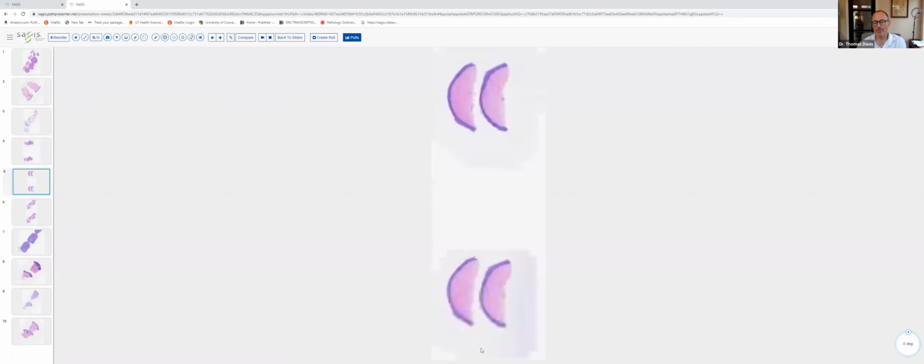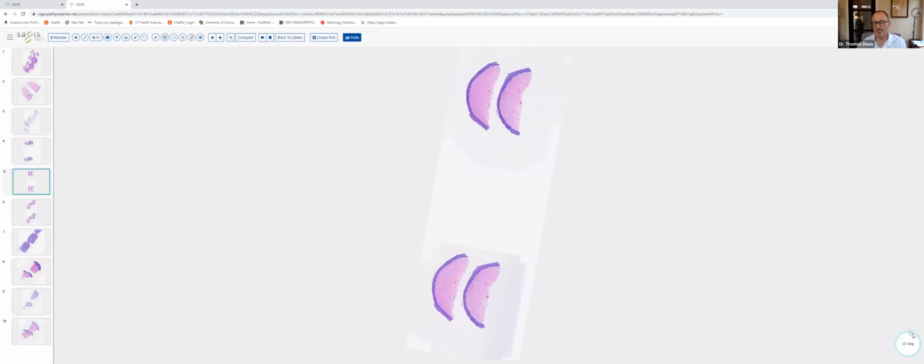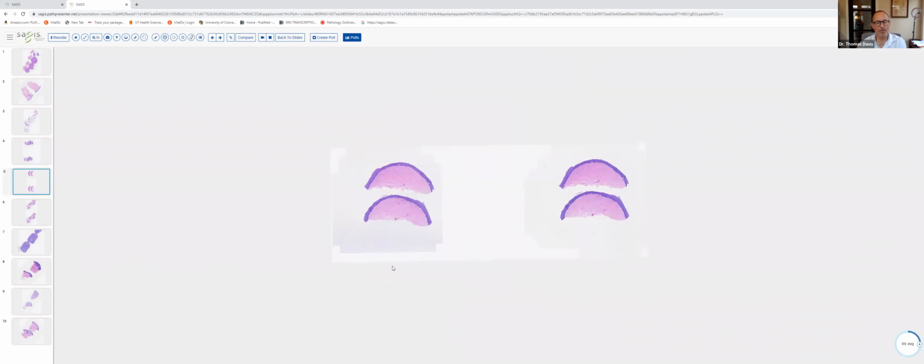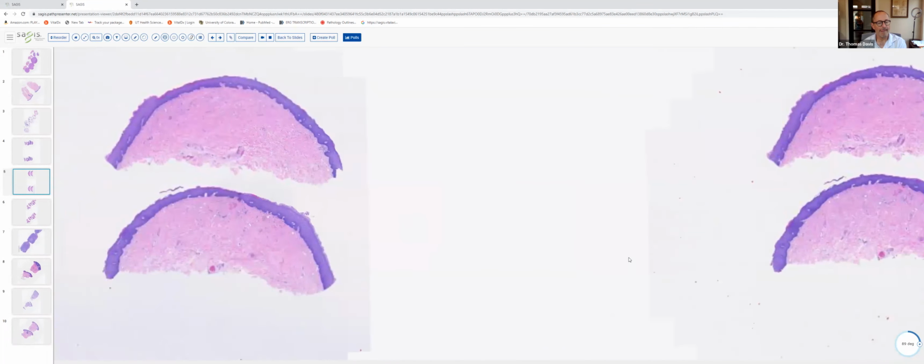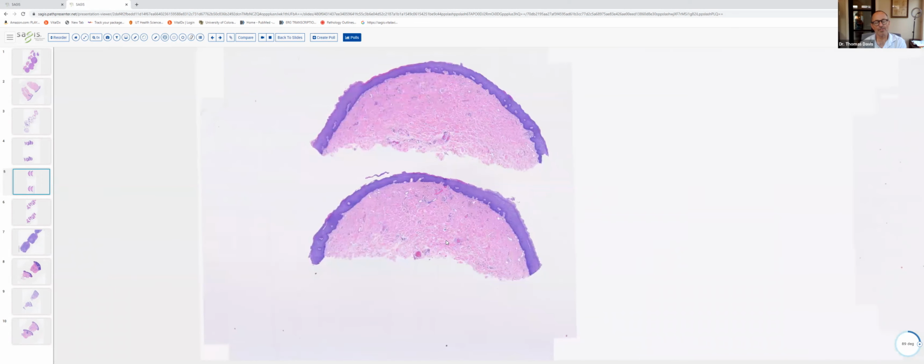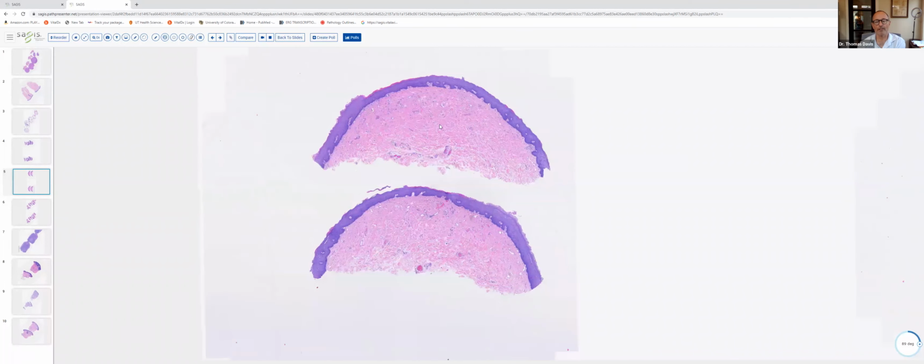Okay, moving on to case number 5. Case number 5 was a cute little lesion. We've got a dome-shaped papule here. This is a bisected shave. And at first blush, there doesn't appear to be much going on in the dermis. Collagen here may be slightly thickened. There's certainly not much in the way of an inflammatory infiltrate.